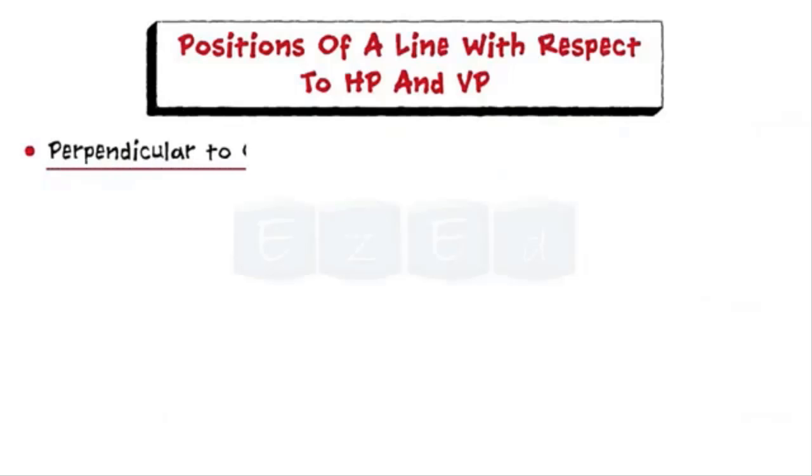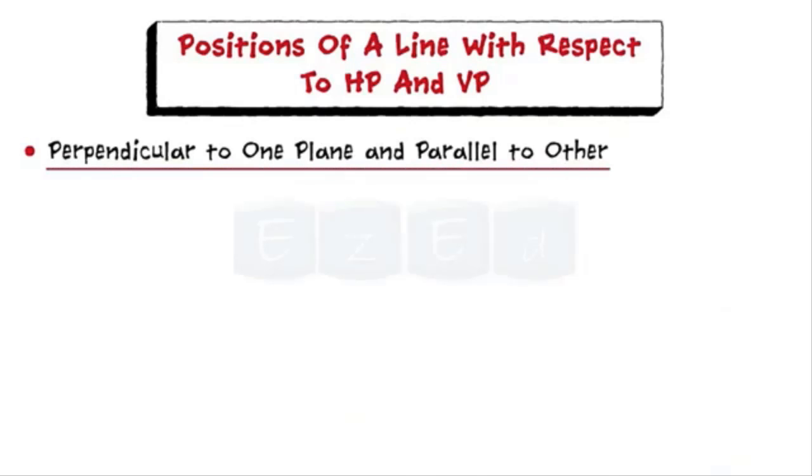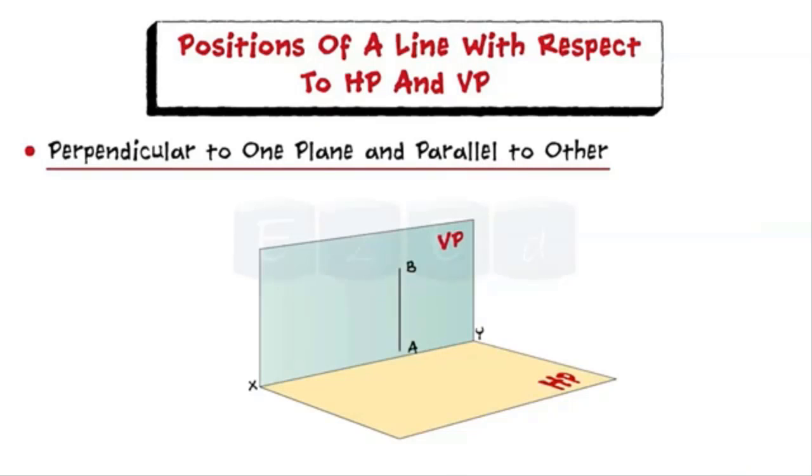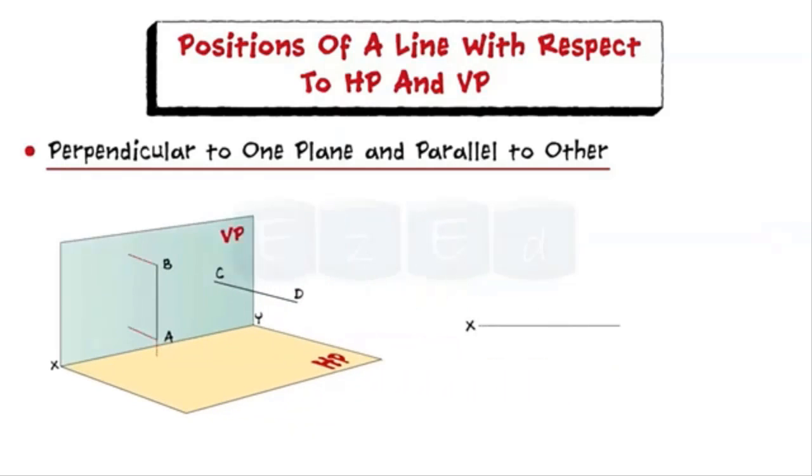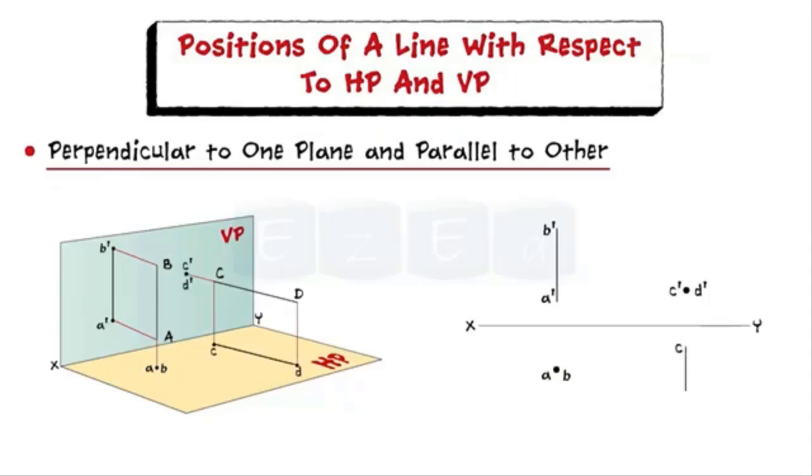Let's see a line perpendicular to one plane and parallel to other. In this, a line can be perpendicular to HP and parallel to VP, and perpendicular to VP and parallel to HP. For the first case, the representation of a line is as shown, and its orthographic pattern is also shown. In this case, front view is vertical line, which is true length, and top view is a point. For the second case, the representation of a line is as shown, and its orthographic pattern is also shown. In this case, front view is a point, and top view is a vertical line, which is true length.